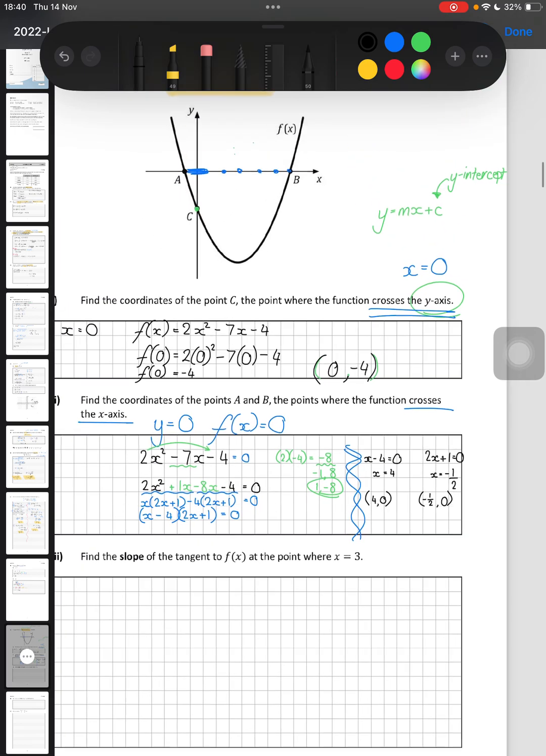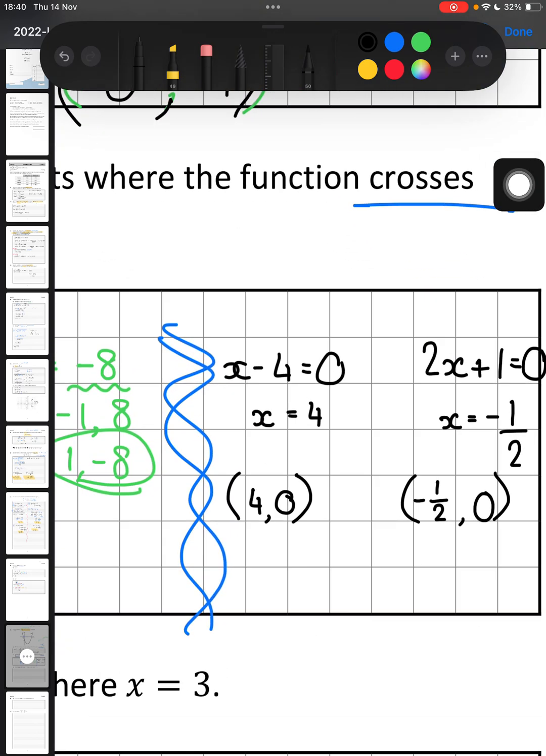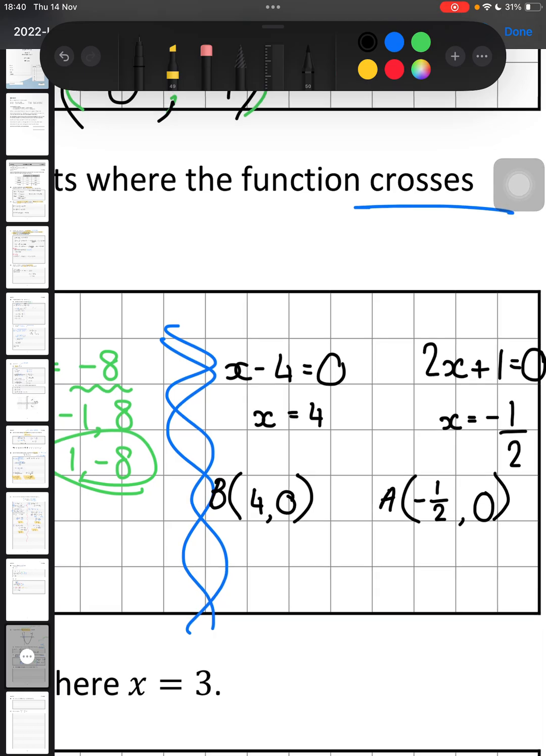Okay, which is which? Well, this one is minus a half. Okay, so it must be a, because a is further over to the left, so it's a smaller number on the x-axis, whereas b is much more positive over here. Okay, so this here is going to be my point A, and this is point B.